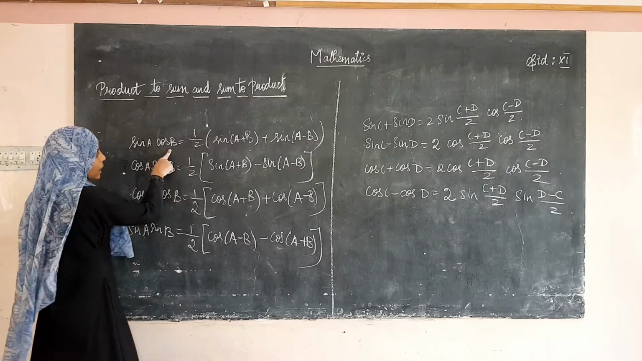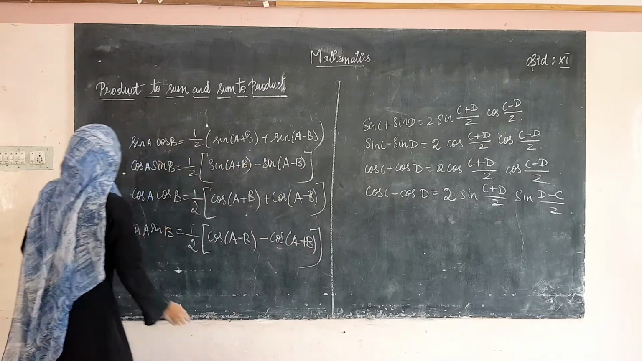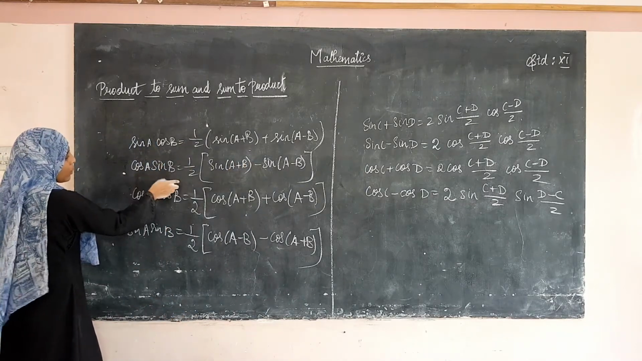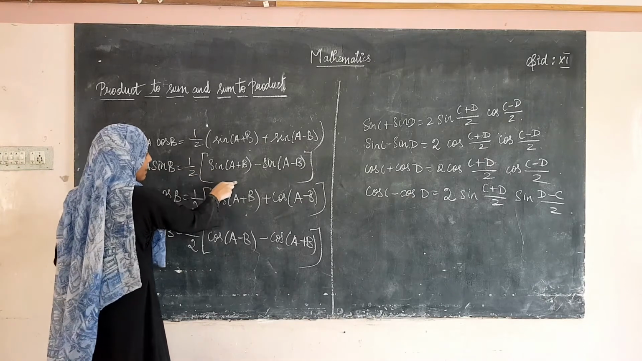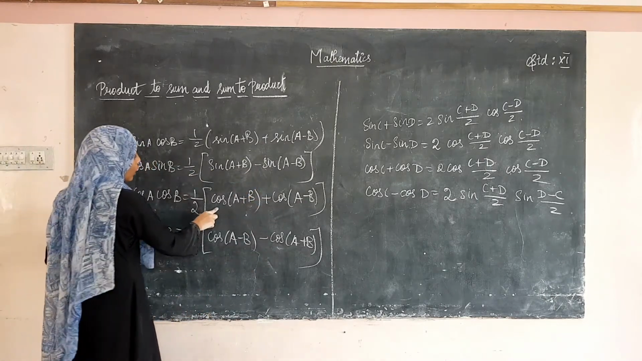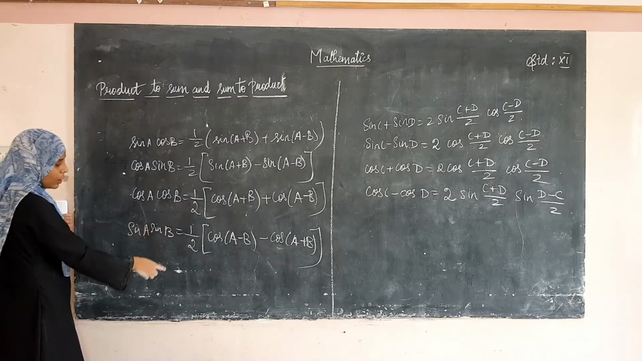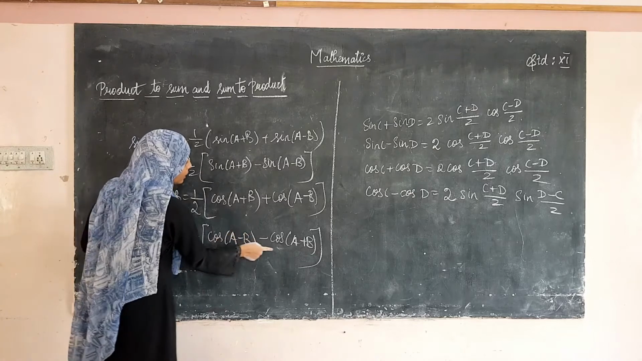Sin A cos B is equal to 1 by 2 into [sin(A+B) + sin(A−B)]. Cos A sin B is equal to 1 by 2 into [sin(A+B) − sin(A−B)]. Cos A cos B is equal to 1 by 2 into [cos(A+B) + cos(A−B)]. Sin A sin B is equal to 1 by 2 into [cos(A−B) − cos(A+B)].